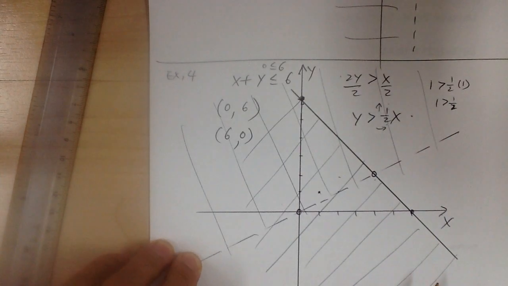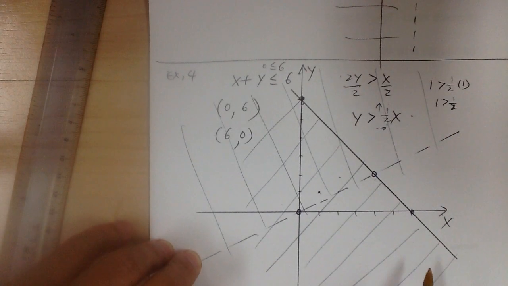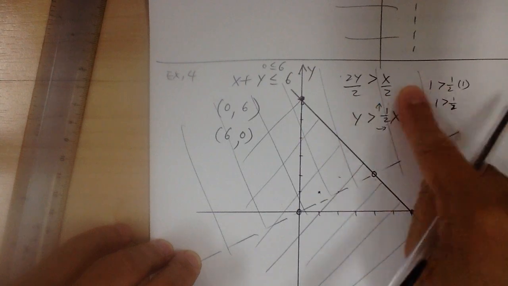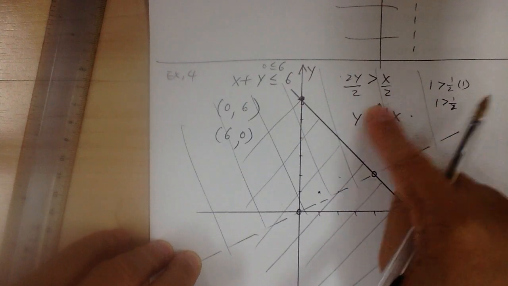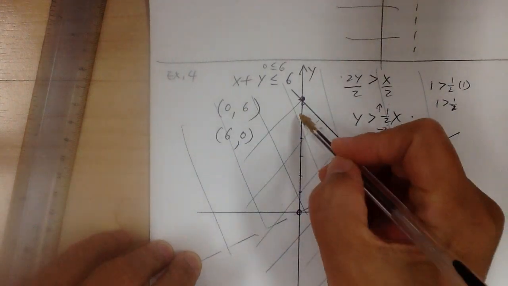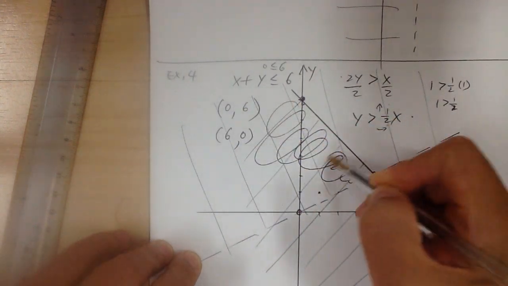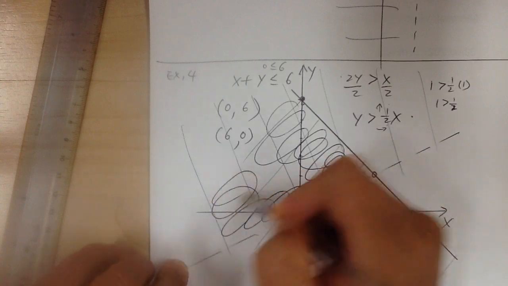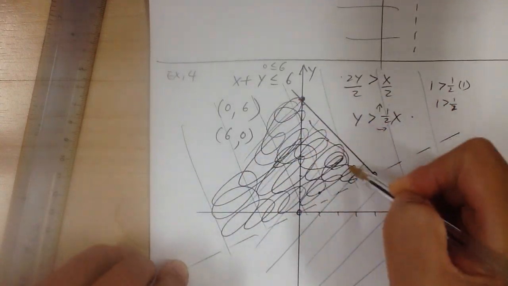Then your final answer is the part that gets shaded twice. So this is no good because this is only shaded once. So this is good for this, but not good for this. And this one is no good. So your final answer is this region right over here. So you make it dark. Okay, darken it in. So that's your final answer.